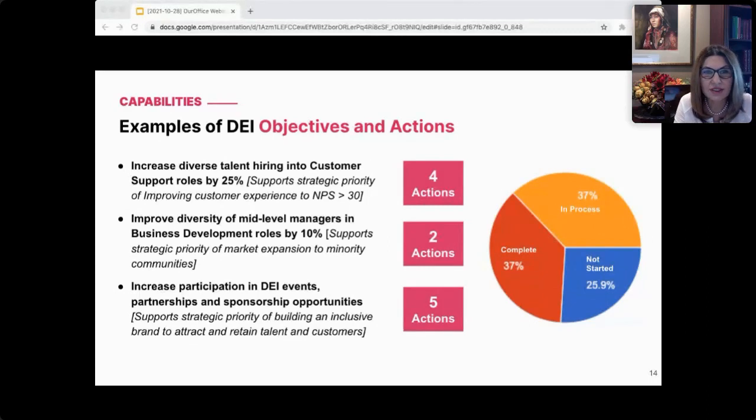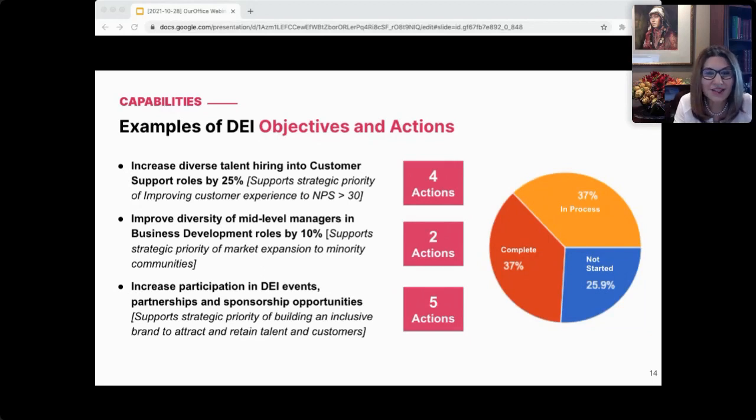Some of the examples you can see here, for example, increase diverse talent hiring into customer support roles by 25%. This, for example, is linked with an underlying strategic priority of the organization, which is to improve customer experience to a net promoter score, that's what NPS stands for, of greater than 30. Another one is improve diversity of mid-level managers in business development roles by 10%. This supports the strategic priority of the organization of market expansion to minority communities.